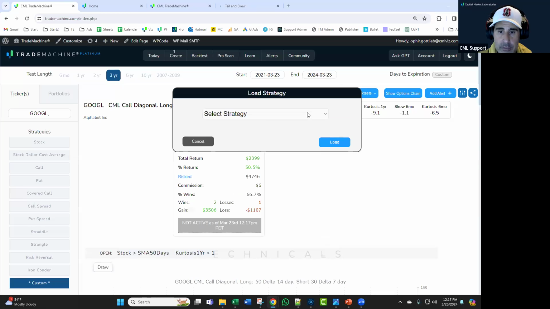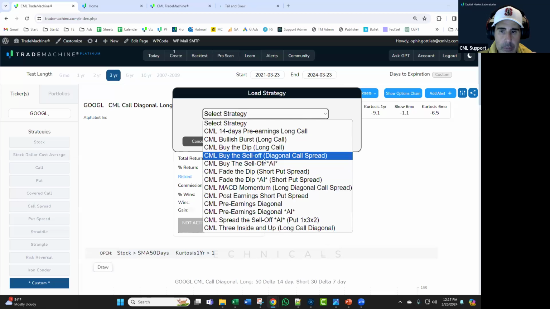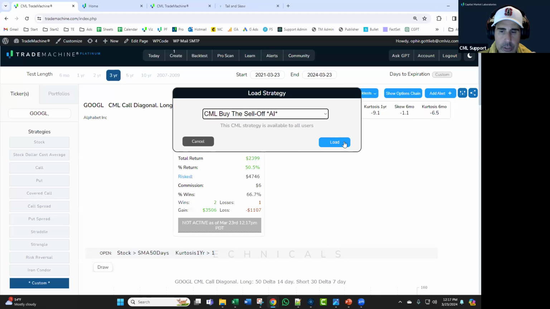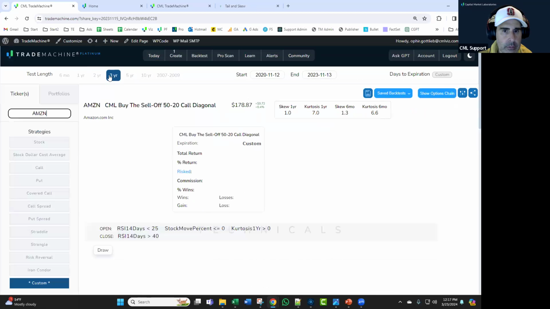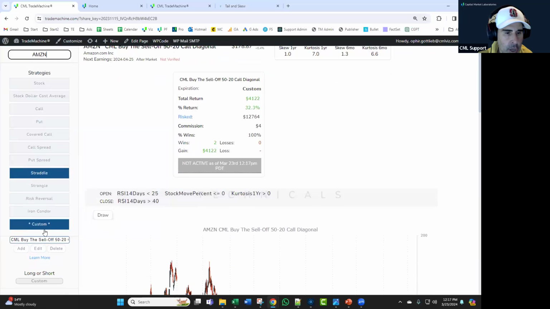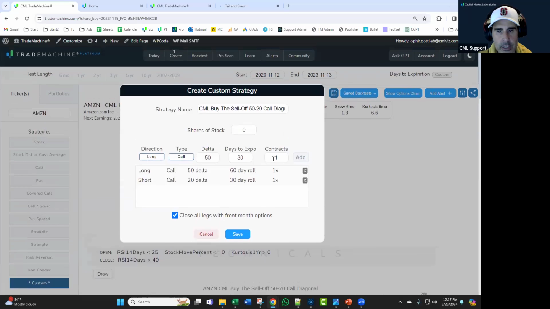The other one is called buy the sell off, which is a longer trade. We'll just load one ticker, it's fine. This is also a custom strategy, and if we click edit, it's a little longer. This is buying a 60-day, so 2-month, at the money option, selling a 30-day out of the money option, and closing the whole thing when this one expires. So this is a 30-day trade. This is another call diagonal. Those are the two call diagonals that I talked about today. They're different for different types of markets. The buy the dip that I showed, I believe, was a 2-week trade, but it wasn't a diagonal, it was just a call spread.